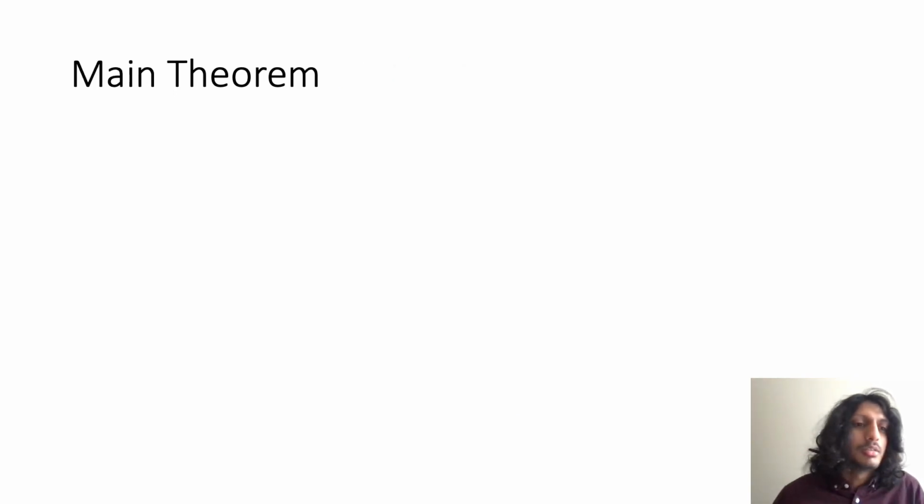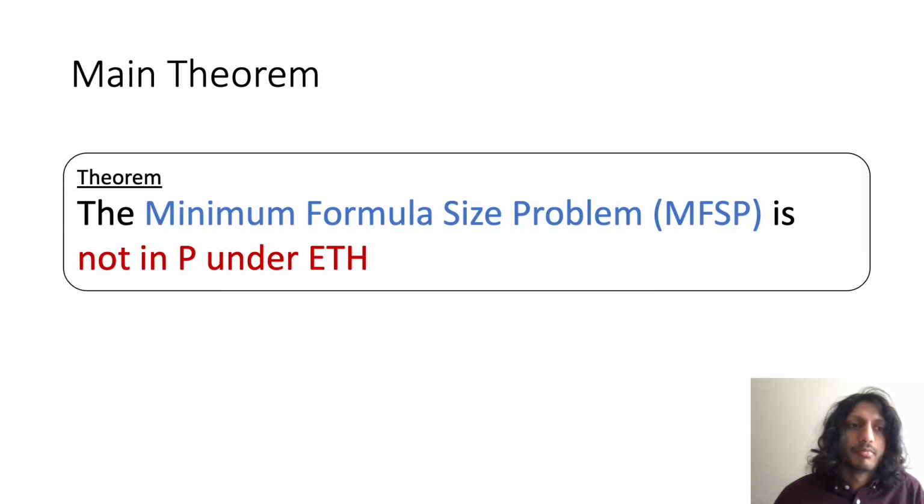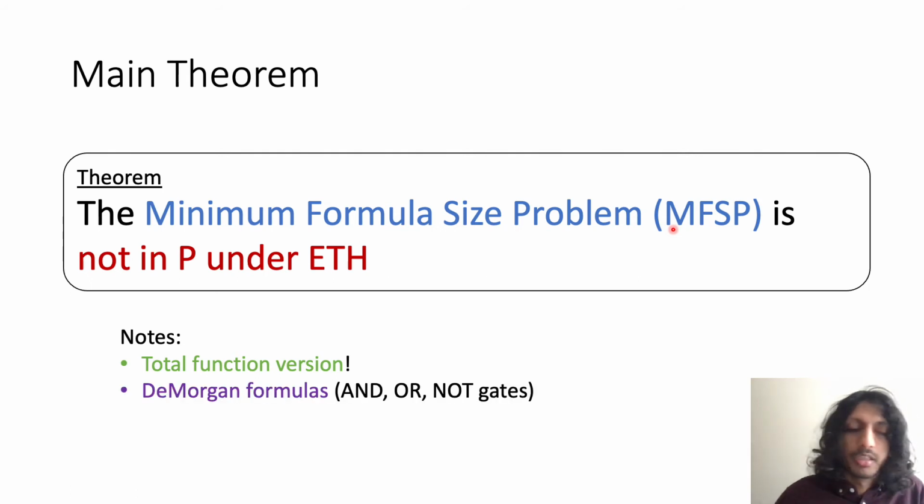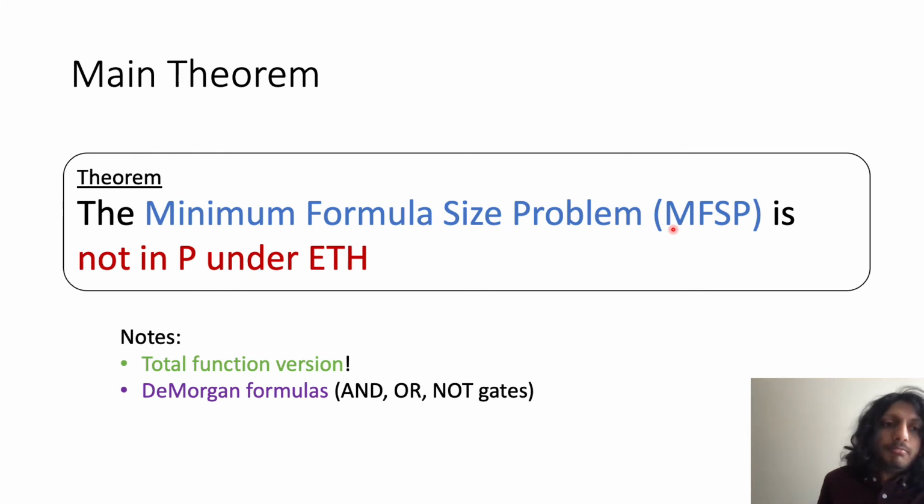Our main result is as follows. The minimum formula size problem, or MFSP, is not in P under ETH. And so some things that I want to emphasize about this theorem. One, this is for the total function version of MFSP, although the result does build on the result for the partial function version. Another thing is that the underlying notion of formulas here is the usual notion. They're De Morgan formulas, AND, OR, NOT gates of fan-in 2.